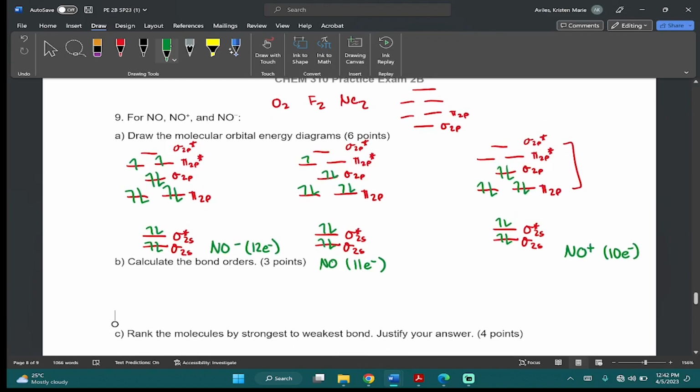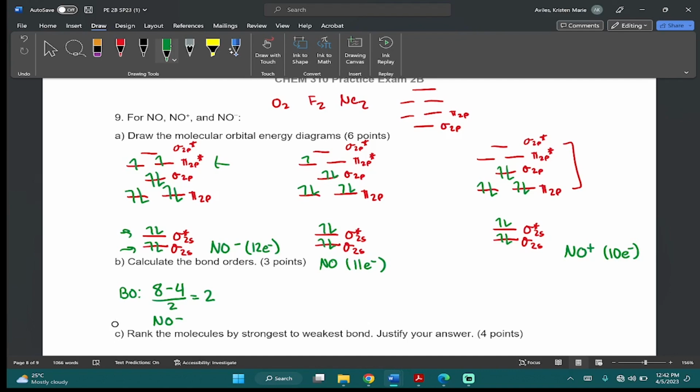The second part wants us to calculate the bond orders. So we'll start off with our NO minus. Our bond order is going to be our bonding minus our antibonding divided by 2. You can include your 2s, or you don't have to include it. It's all up to you. I'm going to include it since I drew in my 2s orbitals. So here I have 2, 4, 6, 8. 8 bonding electrons. And then in my antibonding, I have 2, 4. And then if I divide this by 2, I get a bond order of 2 for NO minus.